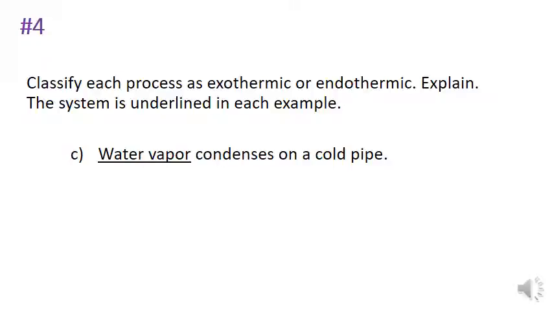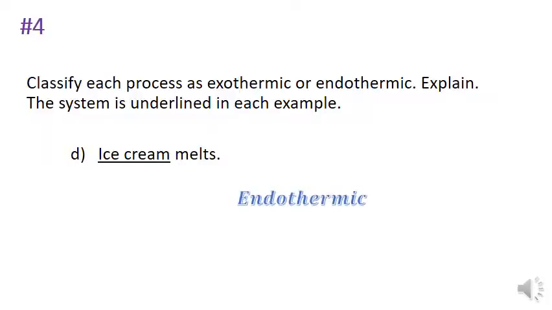As water vapor condenses, it's going from a gas to a liquid. The temperature is lowered, and in order to lower the temperature, heat energy has to come out of the system, so it's exothermic. To melt ice cream, you're going from a solid to a liquid. And in order to do that, heat energy has to go into the system, so it's endothermic.